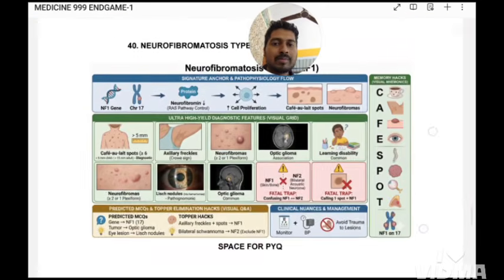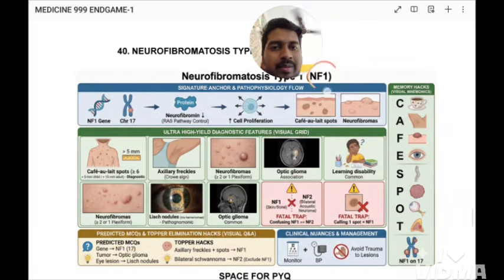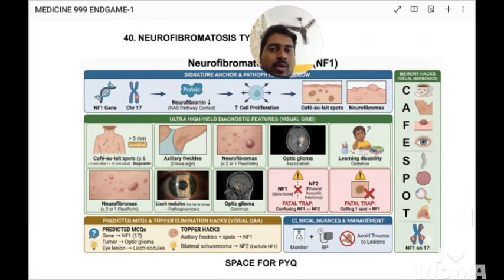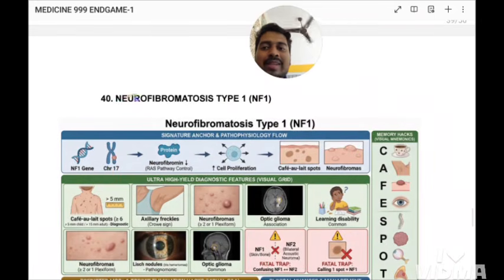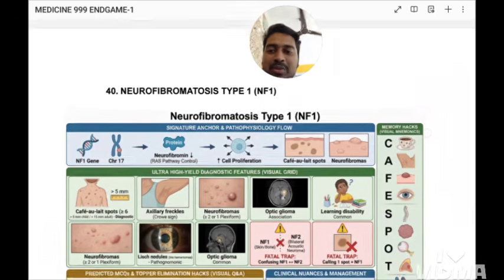Next, we'll go to neurofibromatosis. Next topic is neurofibromatosis, and we are concerned more about neurofibromatosis type 1. So the chromosome number is 17. Now the classic way to remember is that neurofibromatosis has a total of 17 alphabets. That's how you remember it. And neurofibromatosis 2 is for 22. So that's how we remember the neurofibromatosis 2 chromosome number.